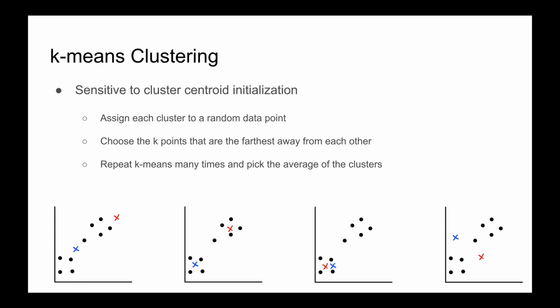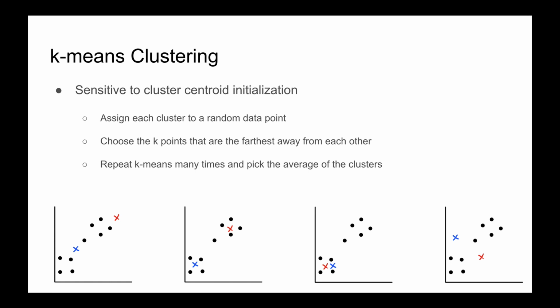So one other point that I want to discuss is that k-means is actually quite sensitive to where you initialize the centroids, and there are a couple techniques to do this. One technique that people like to use is you can just assign a cluster to be a random data point. So you pick a data point and say, that is my cluster center.